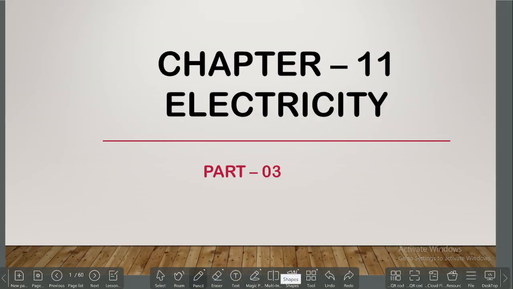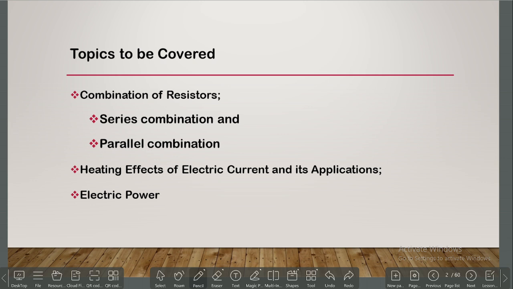So chapter 11, electricity, part 3. In this we are going to discuss the combination of resistors, series combination as well as parallel combination, and heating effect of electric current and its application, and electric power.